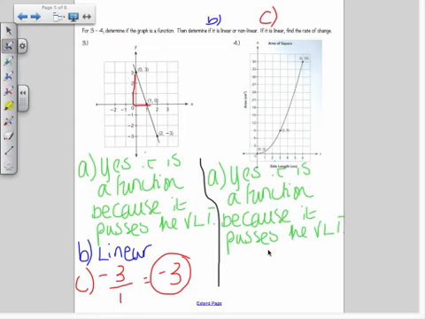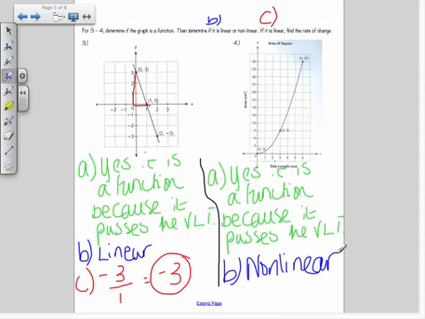All right, and then the next thing I'm going to do is just see if this is linear or nonlinear. Of course, it is not linear because it is not a straight line, so we're going to say B nonlinear. Because it's nonlinear, I cannot find the rate of change because the rate of change is constantly changing. So it is nonlinear, and I am done with that question. All right, see you soon.